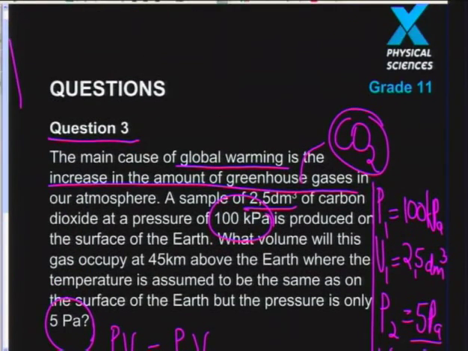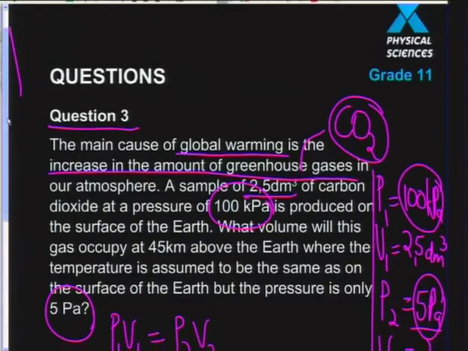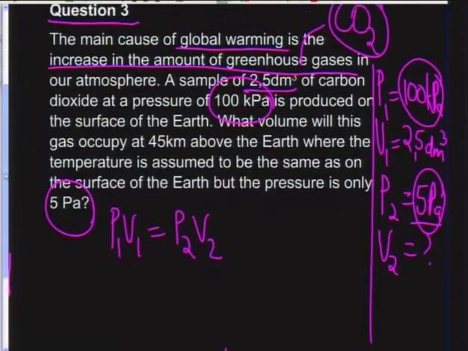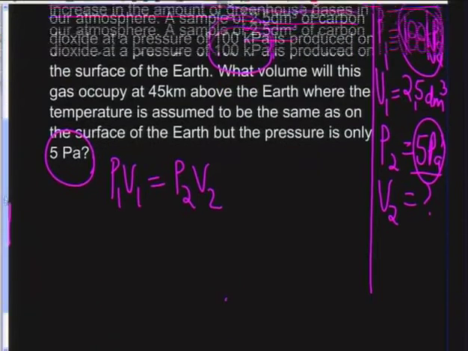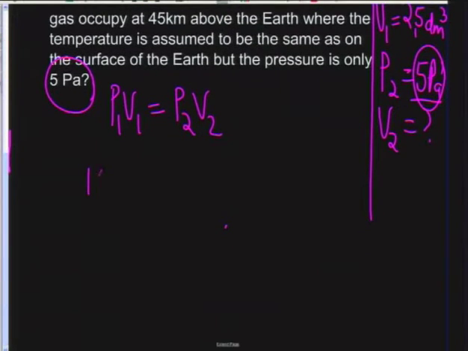Now, kilopascals can't work together with pascals. We need to convert that. 100 kilopascals in pascals, you multiply this by 1,000, is going to be 1 by 10 to the power 5 pascals. So for P1, it's 1 by 10 to the power 5 pascals times V1, which is 2.5. That will be equal to P2, which is 5 pascals, times V2 that we don't know.